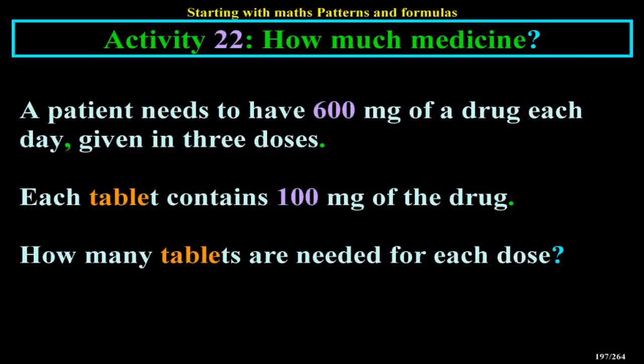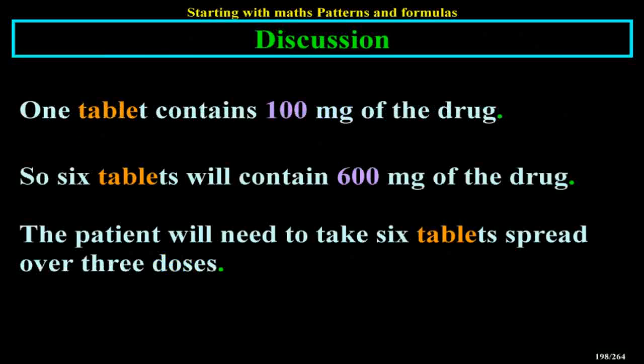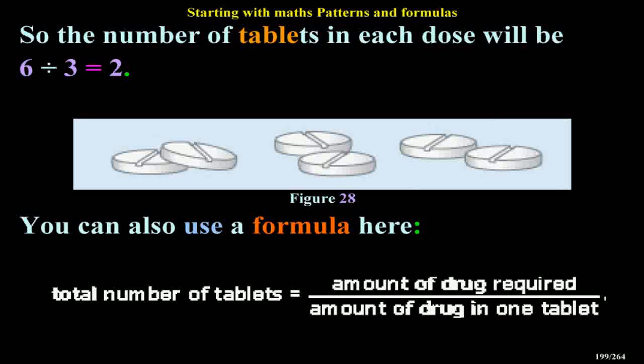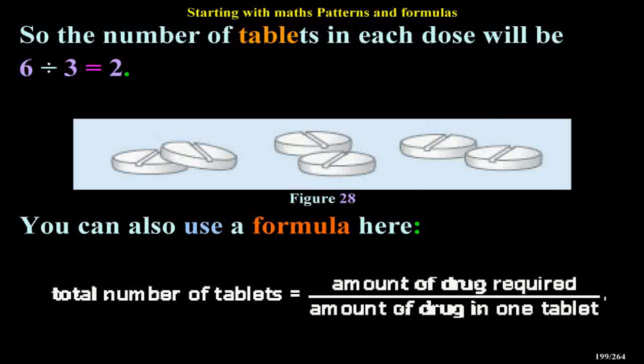Activity 22. How much medicine? A patient needs to have 600 milligrams of a drug each day, given in 3 doses. Each tablet contains 100 milligrams of the drug. How many tablets are needed for each dose? Discussion. 1 tablet contains 100 milligrams of the drug, so 6 tablets will contain 600 milligrams of the drug. The patient will need to take 6 tablets spread over 3 doses. So the number of tablets in each dose will be 6 divided by 3, which equals 2.